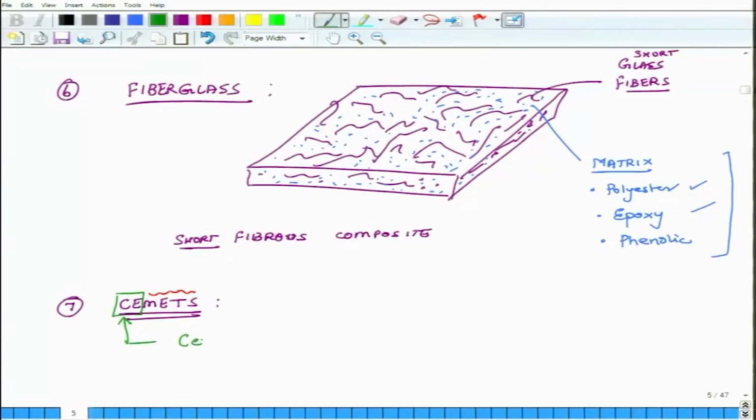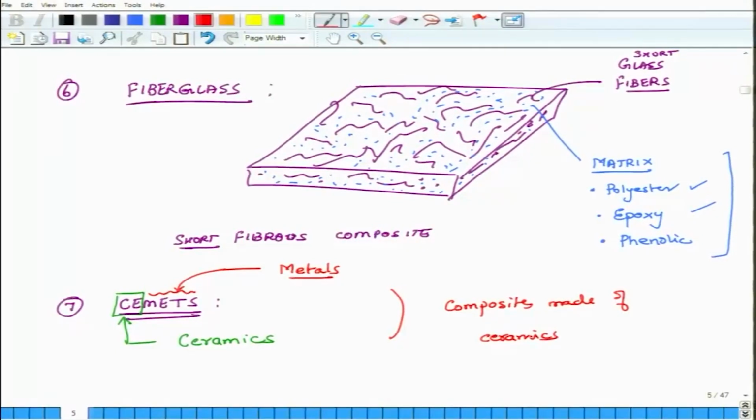Okay. So, what does Ce imply? Ce implies ceramics. And what does Met imply? This implies metals. So, cements are basically composites made of ceramics and metals. Here the matrix is not ceramic, the fiber is of ceramics, and the matrix is made up of some metal.